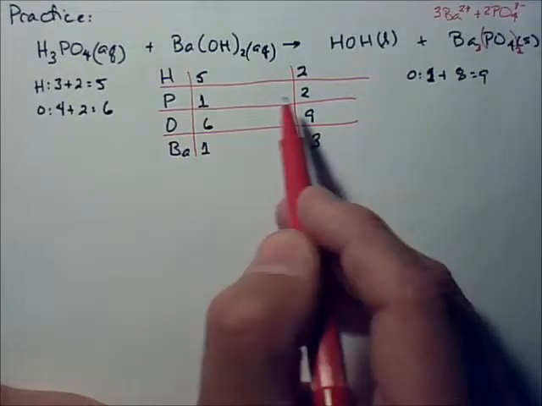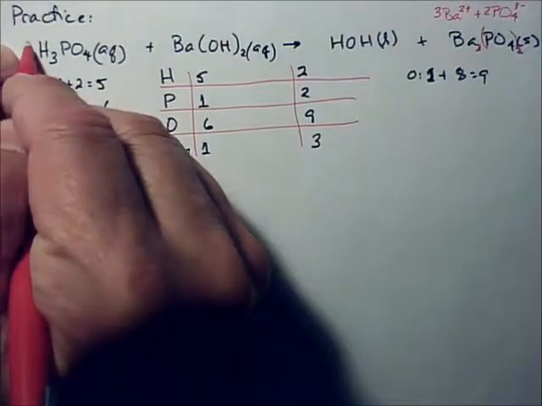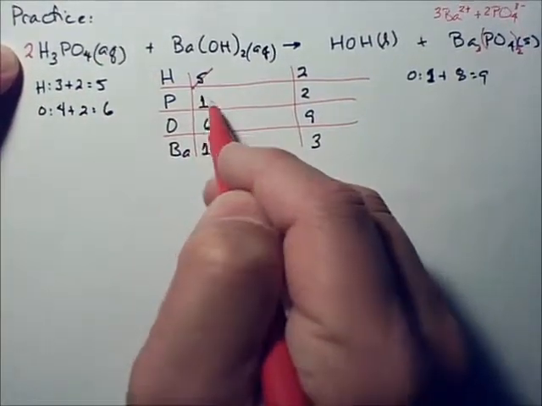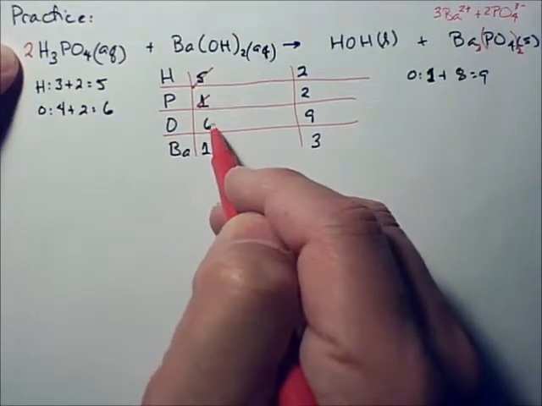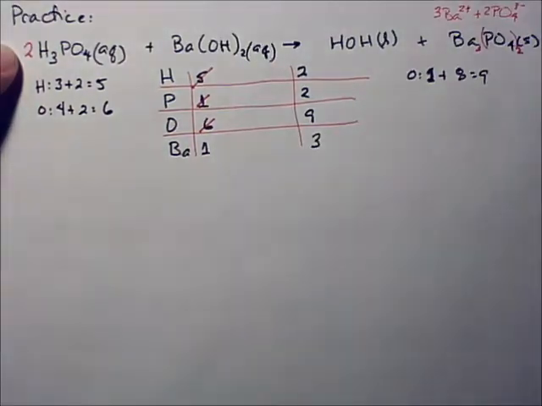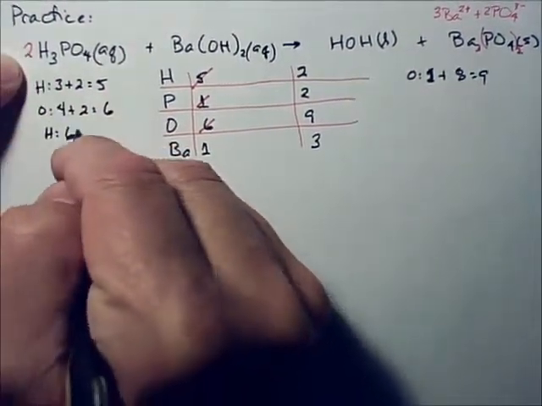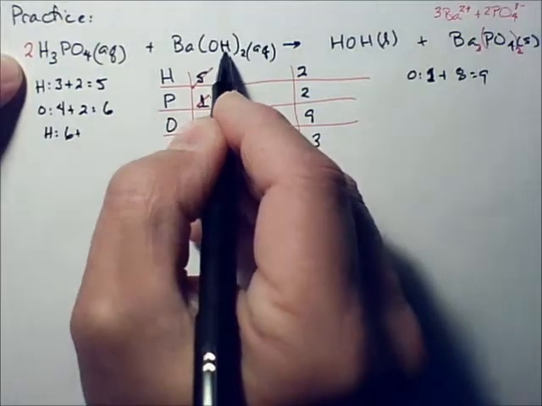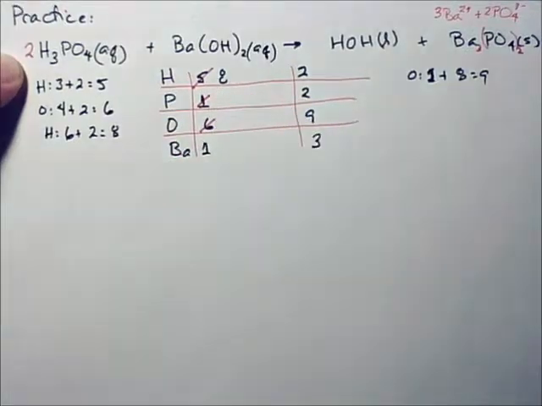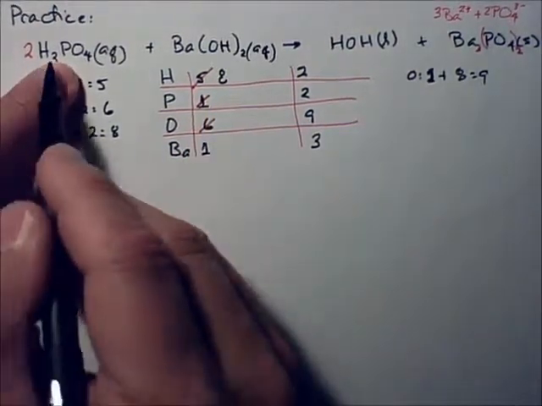I've got 1 phosphorus on the left and 2 on the right. To get 2 phosphoruses, I'll put a coefficient 2 in front of the whole formula. And that changes the number of hydrogens and phosphorus and oxygen. So now, let's do the math, hydrogens. I have 3 hydrogens times 2 is 6. 1 hydrogen times 2 is 2. Got 8 hydrogens. Okay? I have now 2 phosphoruses.